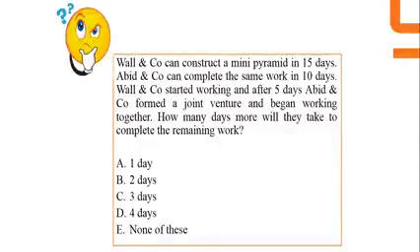Let's look at the next question. Wall & Co. can construct a mini pyramid in 15 days. Abid & Co. can complete the same work in 10 days. Wall & Co. started working, and after 5 days, Abid & Co. formed a joint venture and began working together. How many days more will they take to complete the remaining work?